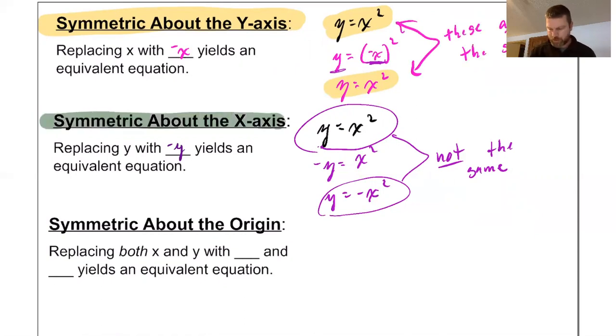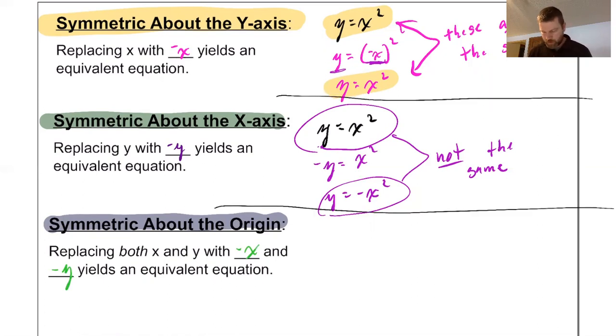All right, very last one, symmetric about the origin. That happens when replacing both the x and the y with negative x and negative y yields an equivalent expression. Again, we've checked y equals x squared with both of the other ones. We might as well check it here again. Before we check it, we should just think about that. Does that look symmetric about the origin?